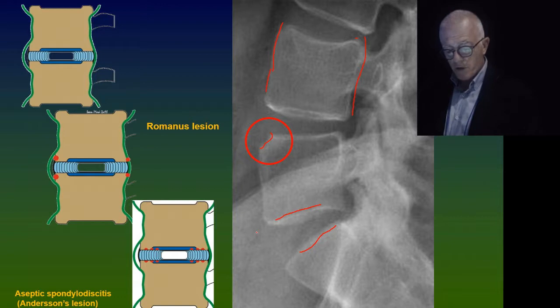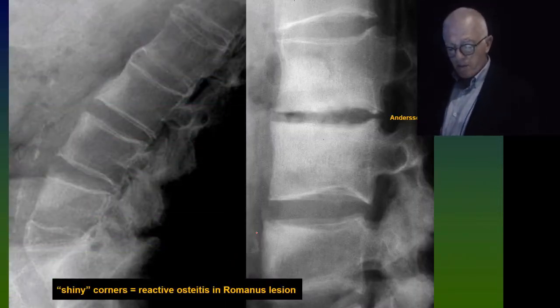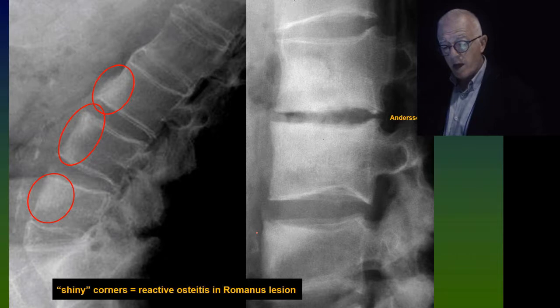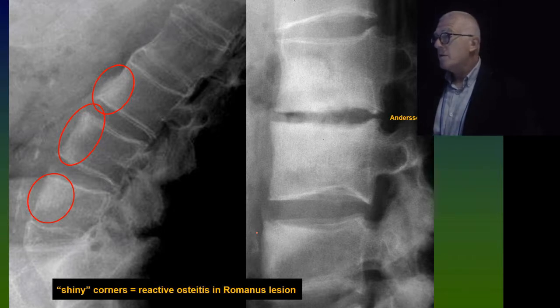This is called Romanus lesion. The Romanus lesion is seen in about 2/3 of cases. And in the chronic lesions, we have repair of the inflammation, of the osteitis. We have these sclerotic lesions, and this is called shiny corners.